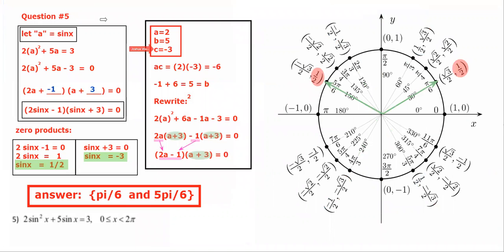Question 5. Here we have, down at the bottom of the page, 2 sine squared x plus 5 sine x equals 3. Well, the way to solve these trinomial type equations is to do substitutions. Here I substituted in the letter A. You could use W or N or a different letter, but I chose A for the plugin for sine x. Then we have 2a squared plus 5a equals 3. Setting it equal to 0, it's 2a squared plus 5a minus 3 equals 0.